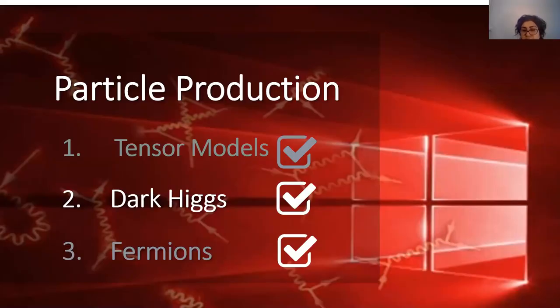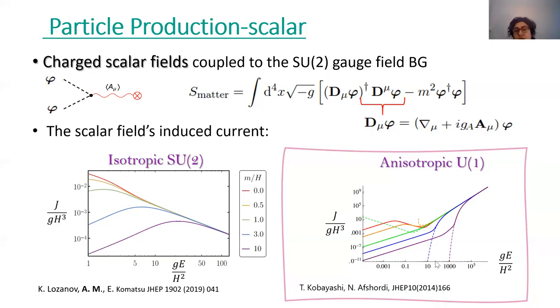So the next one is about a dark Higgs, or let's say dark scalar fields. In this case, we can have a scalar field which is charged under our gauge field, and by the Schwinger effect it gets generated in inflation. When we solve this system, I personally was surprised by the result, and I want you to share the same excitement. So in order to see this, let me tell you what would happen if you have scalar fields which are charged under a U(1) gauge field.